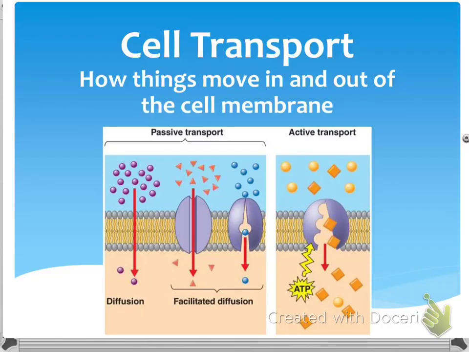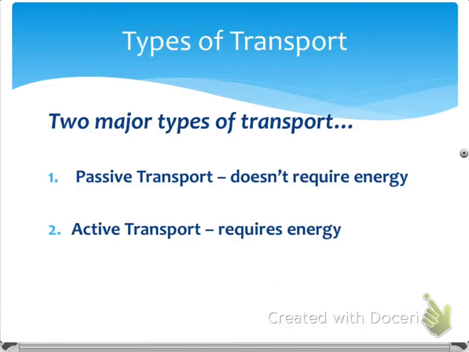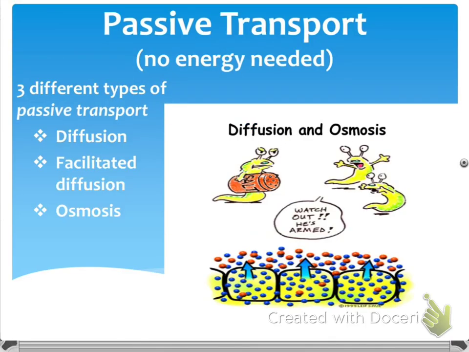These notes are going to be on cell transport, or how things move in and out of the cell membrane. So there's two types. You have passive transport, which doesn't use energy, and active transport, which does. So first we have passive transport. There are three different types: diffusion, facilitated diffusion, and osmosis.